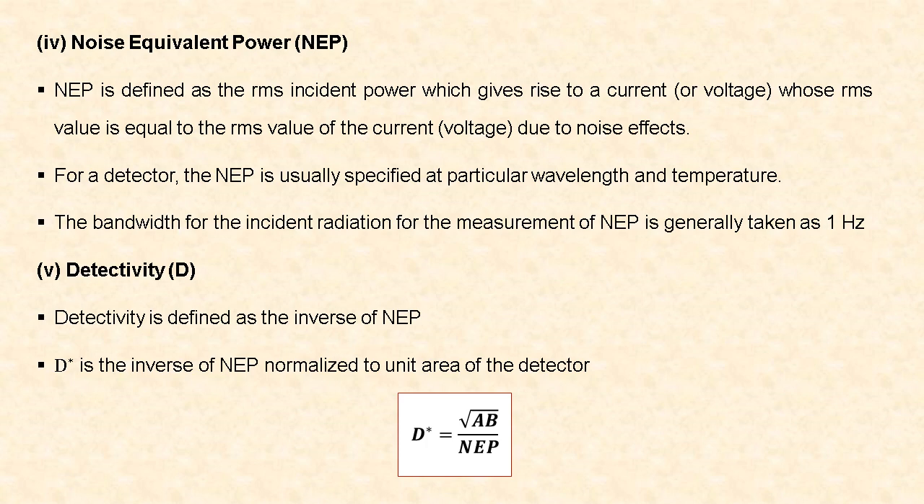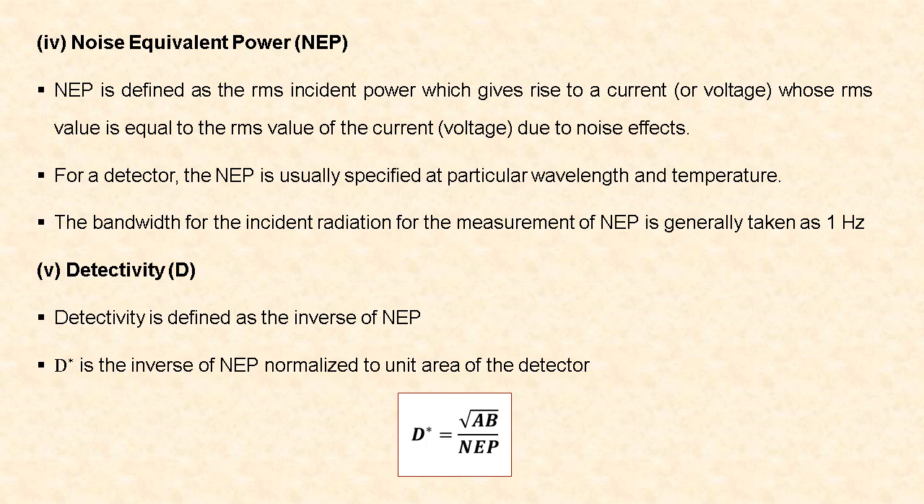NEP is defined as the RMS incident power which gives rise to a current or voltage whose RMS value is equal to the RMS value of the current or voltage due to noise effects. For a detector, the noise equivalent power is usually specified at a particular wavelength and temperature. The bandwidth for the incident radiation for the measurement of noise equivalent power is generally taken as 1 Hz.